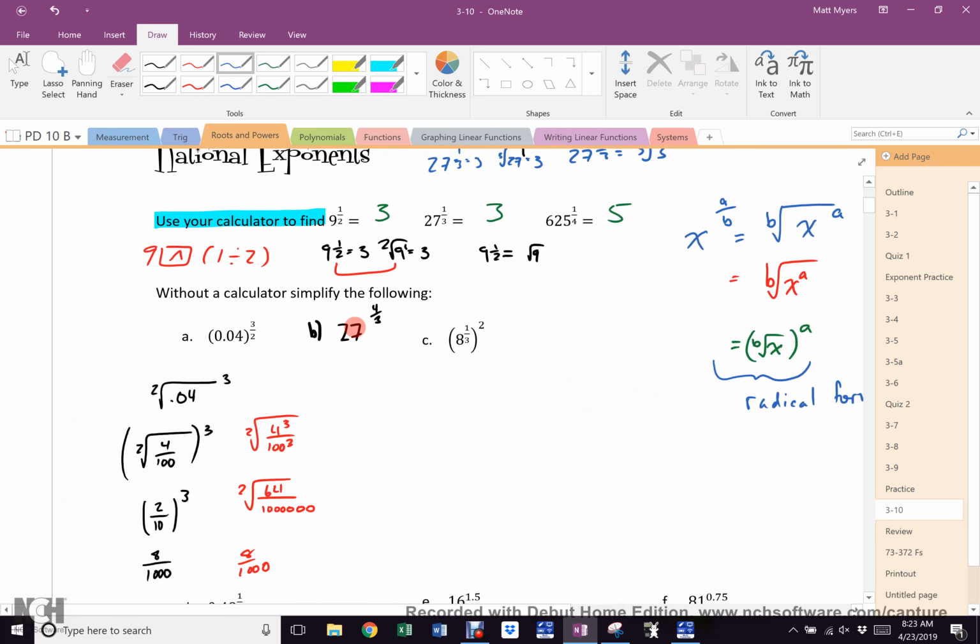What will I do with that? Where will the 27 go? It will become the radicand. Cubed root of 27 to the fourth power.